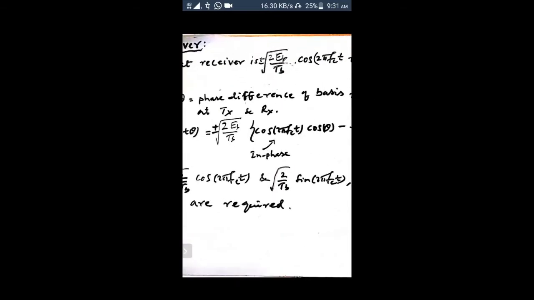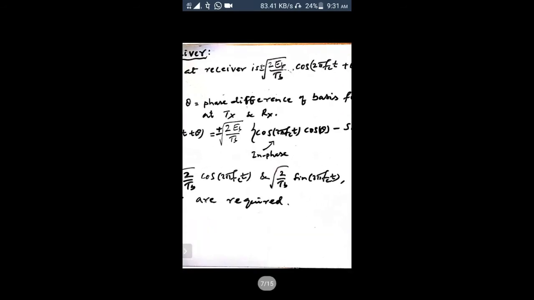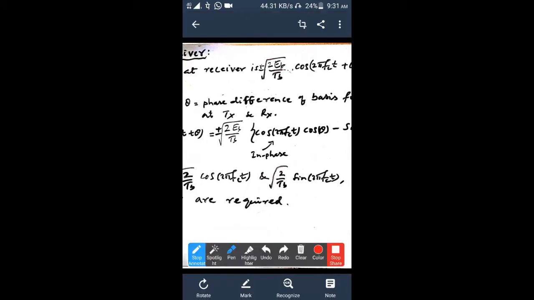Now we'll add some more mathematical points here. The DPSK signal at the receiver is given by this waveform. Okay, what is this waveform for? I showed the waveform in the previous slide. Observe carefully what I've written. I show that plus or minus amplitude. Plus or minus root of 2Eb by Tb is the amplitude of the carrier signal, cos 2 pi fc t.